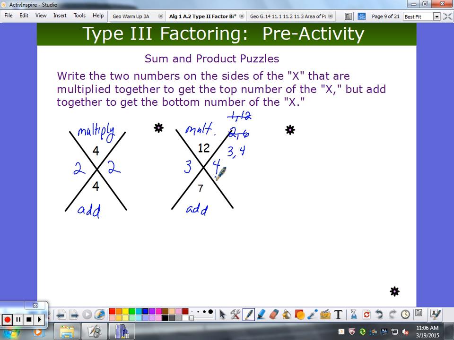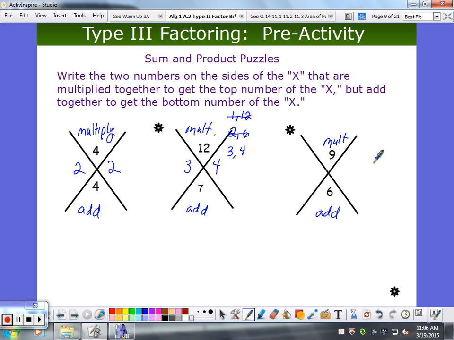Now, if your brain was like, slow it down, slow it down for your brain. Okay, let's look at this one now. And I don't want you shouting it out. When you think you know it, raise your hand. Two numbers that are multiplying to 9, but they're adding to 6. Multiplying to 9, but adding to 6. When you think you can find those two numbers, raise your hand.